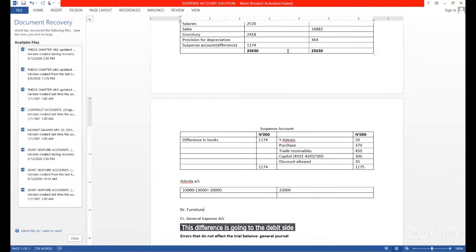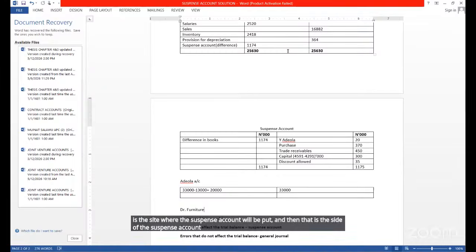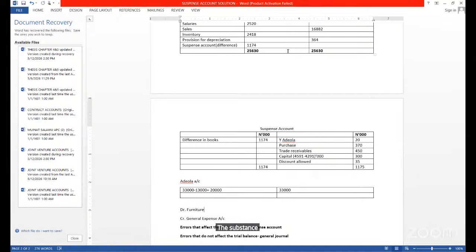So once you discover the error, the side of the trial balance that has the lower total is the side where the suspense account will be put, and then that is the side of the suspense account where the difference in the books will be put into. So like you can see, the suspense account has the difference in the books, which is the difference between the debit and the credit on the debit side.